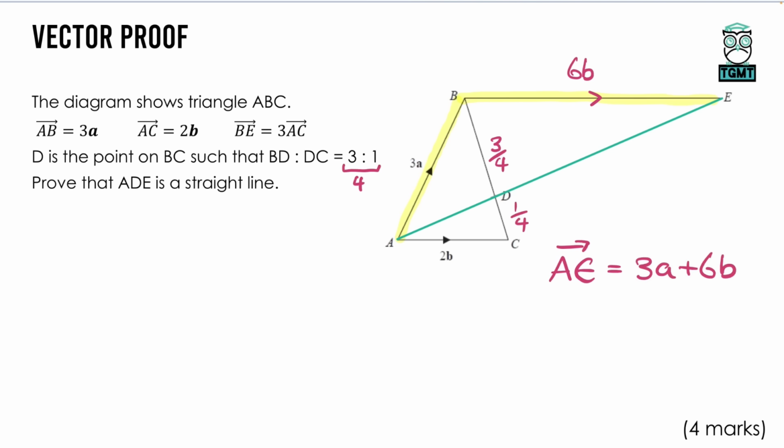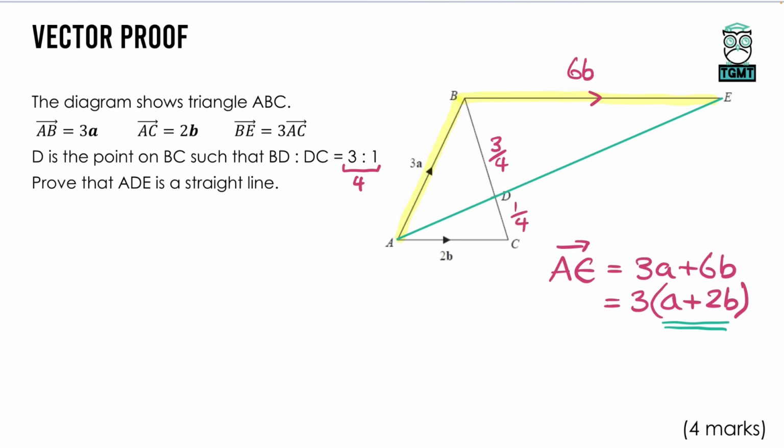Now, whenever we are looking at these vectors, and particularly when we are looking at proving that something is a straight line, we want to actually factorise that vector. So we can take 3 out, so it's 3 lots of A plus 2B. So when we're looking at a straight line, we want to find another vector that also has this A plus 2B. So that's what we're going to be looking for.